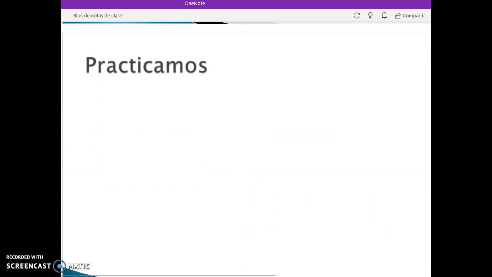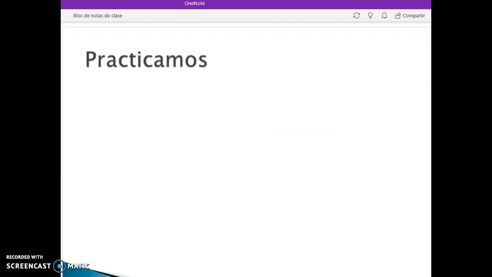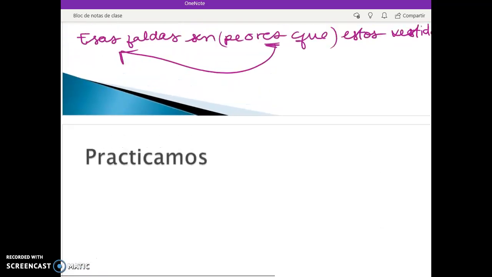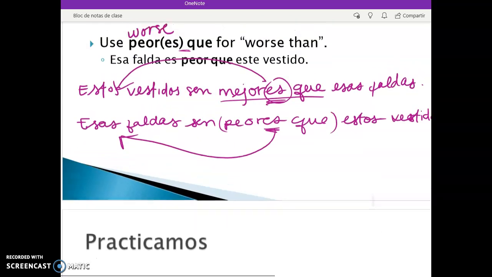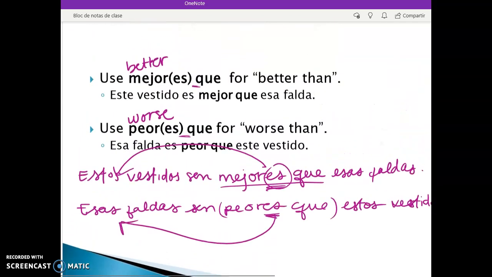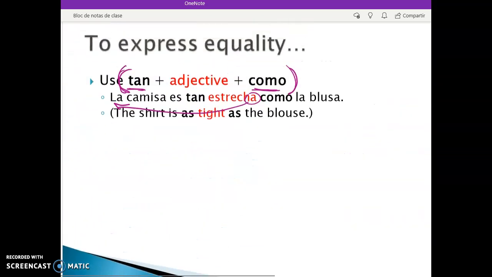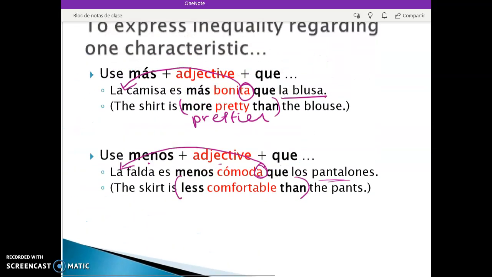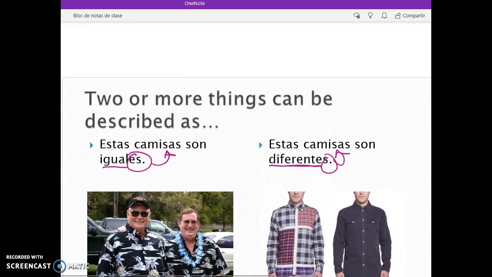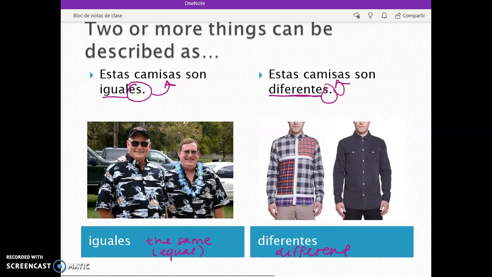And the PowerPoint is loaded on Canvas as well, so you can go ahead and try the practice sentences. And the answers are provided there for you, so you can go ahead and work on that before you do the assignment that you need to turn in. As per usual, message me if you need some help. I know that this one takes a little more effort.